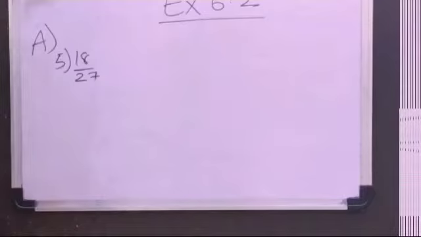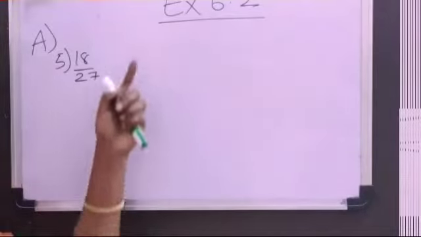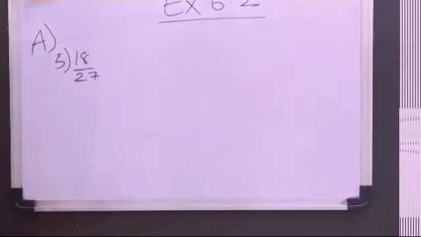Okay children. So till now you have seen how to reduce a fraction to its lowest term using 2 methods. We'll do more examples. Along with that, we'll do exercise 6.2. In exercise 6.2, I'll do 2 sums in each bit, so that it will be like an example for you.